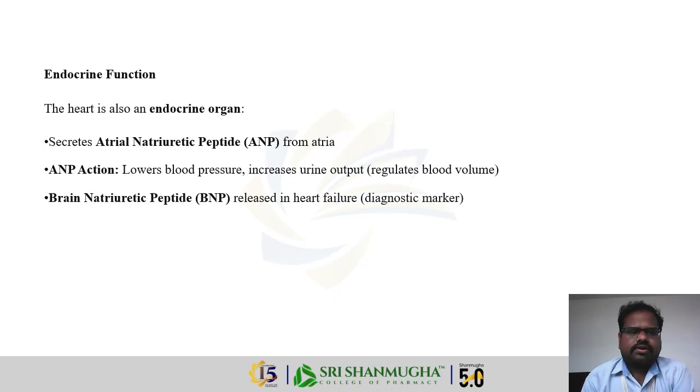Then endocrine function. The heart is also an endocrine organ, so it secretes atrial natriuretic peptide from the atria, and ANP action lowers the blood pressure and increases urine output. Then brain natriuretic peptide is released in heart failure, so it is used during diagnosis.